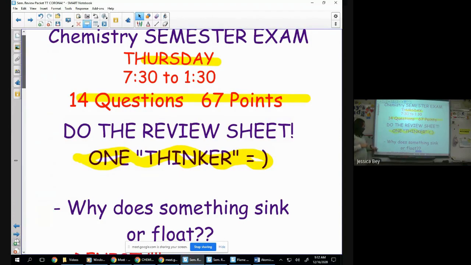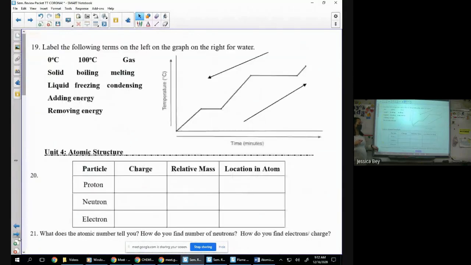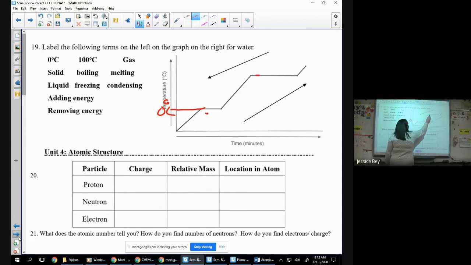Okay, so what we do have is your review packet. We said you wanted to do a page a day, so that means you should be on the 3rd page. Hopefully we are remembering that you want to make sure you can label a graph. Where are you at a solid? Where are you at a liquid? Where are you at a gas? Make sure you put your temperatures on here. So my temperatures are going to be 0 degrees Celsius and 100 degrees Celsius. And remember, this can go up and down, depending on if you're adding energy or taking energy away.